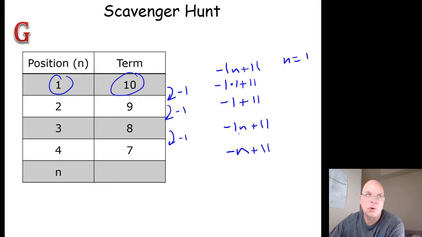It wouldn't be wrong if you wrote negative 1n, but we know 1n is n, that's the multiplicative identity. And so it's just negative n plus 11. And that one's easy to test because if n was 4, the opposite of 4 is negative 4. You add 11 to negative 4, you do get positive 7.